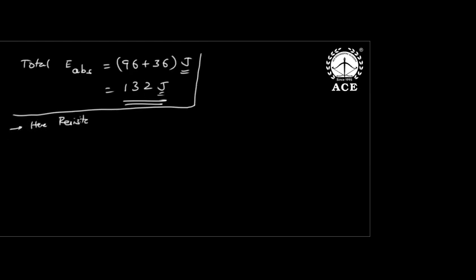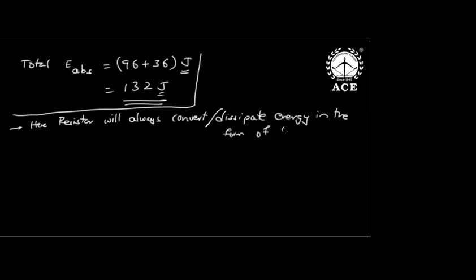a resistor will always convert or dissipate energy in the form of heat. Here the resistor will always convert and dissipate energy in the form of heat, which is external to the circuit. I will write: in the form of heat, external to the circuit.